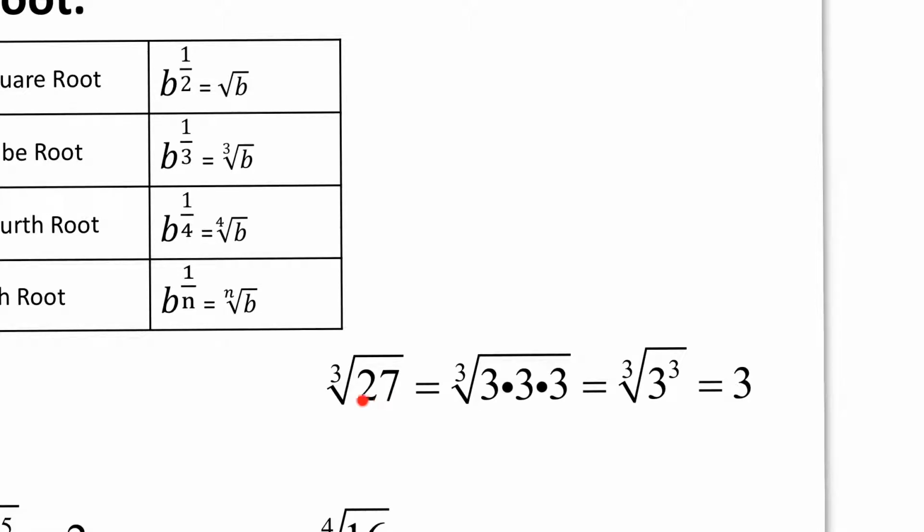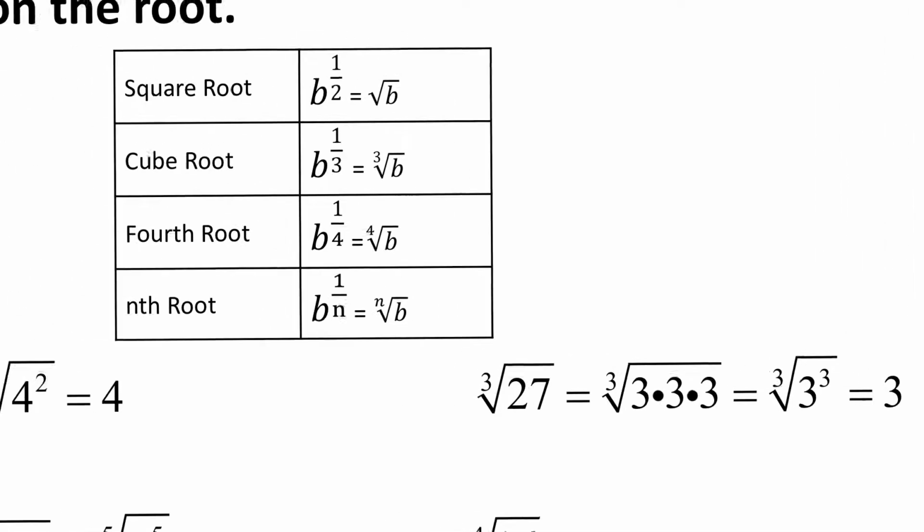So I need to find a number that you multiply by itself 3 times. And if you look at the screen, 3 times 3 times 3, that's 3 times, and that's going to give you 27. 3 times 3 is 9, 9 times 3 is 27. So this number, 3 cubed, which is the same thing as 3 times 3 times 3, is the cube root of 27. So the cube root of 27 is 3. Notice that we have the little 3, which means cube root.